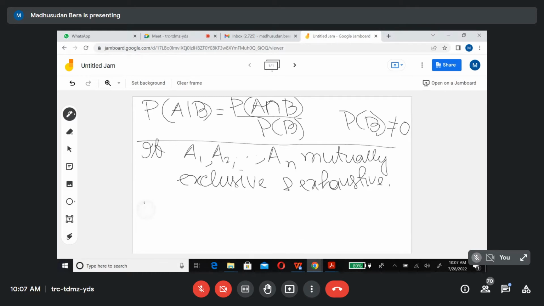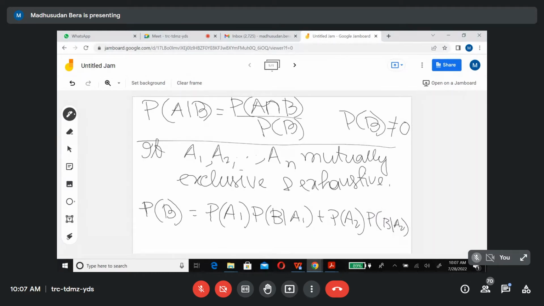In that case, for any event B, what is the probability of B? For any event B, the probability of B will be P of A1 into P of B given A1, plus P of A2 into P of B given A2. That way it will go up to P of An into P of B given An. This is called the total law of probability. We have done up to that.